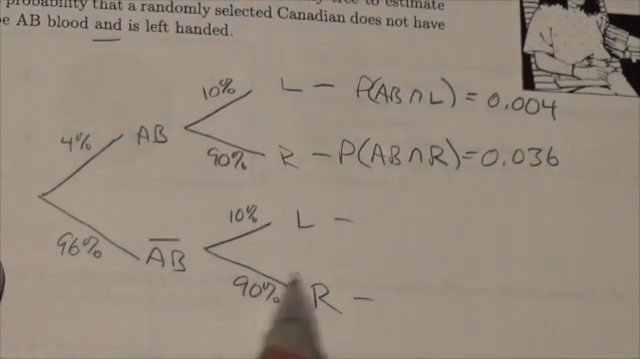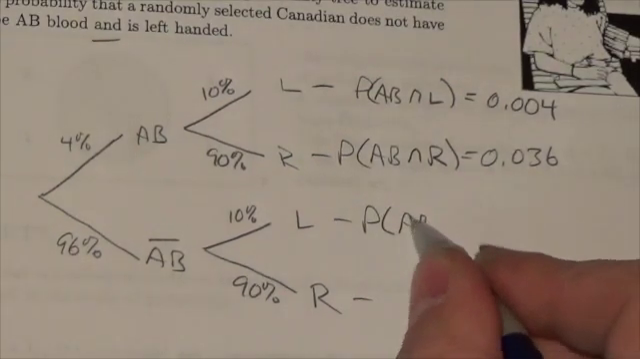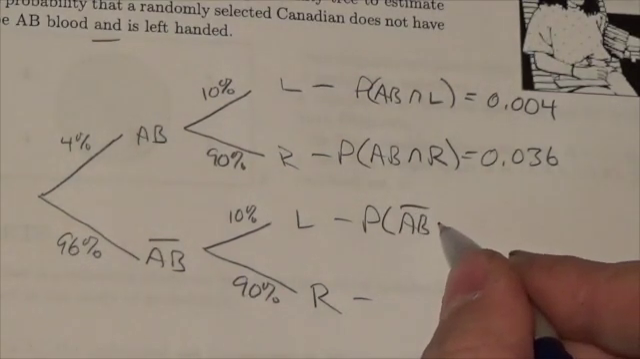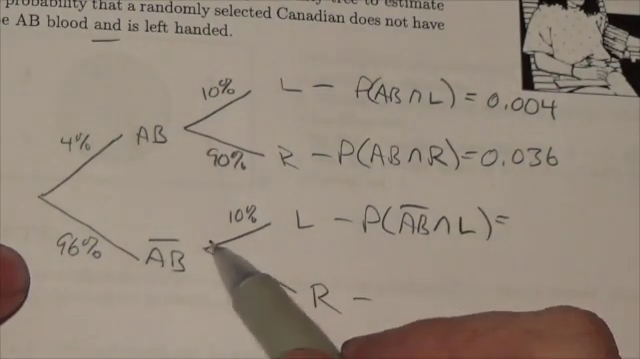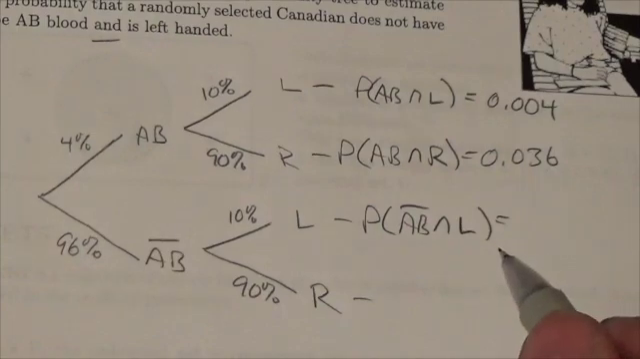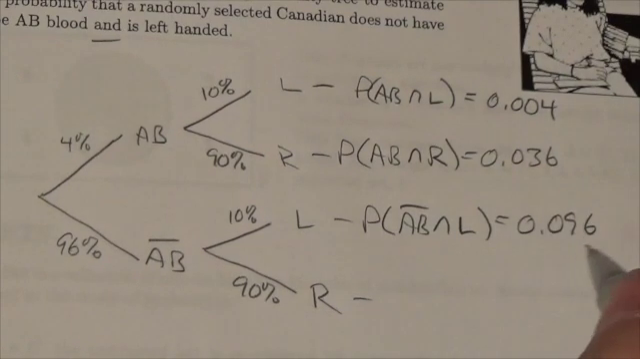Now, here's the one that the question's actually asking about. The probability that you don't have AB blood and you're left-handed. That is going to be 0.96 times 0.10. So 0.96 times 0.10, and you've got 0.096, or roughly 9.6% of the population.